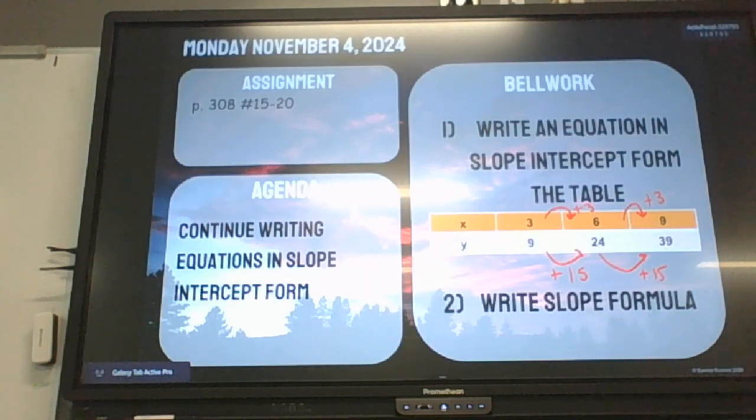And Karma, what's the change in x? 3. What's the slope? It's 5. 15 divided by 3 is 5. So this equation is y equals 5x plus b. No, we need a number for the b.